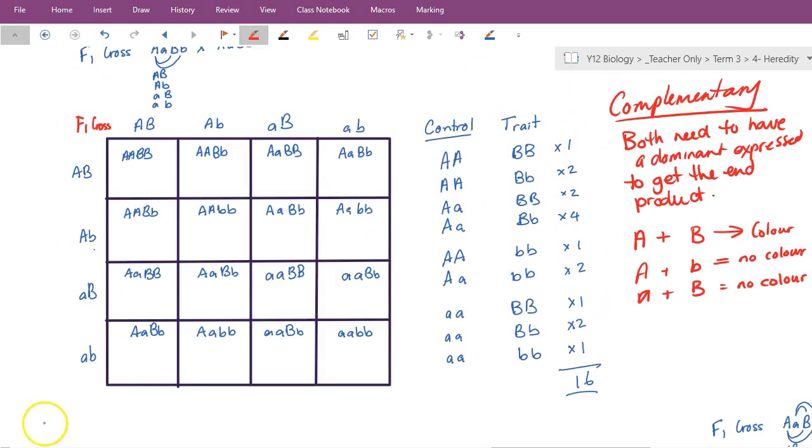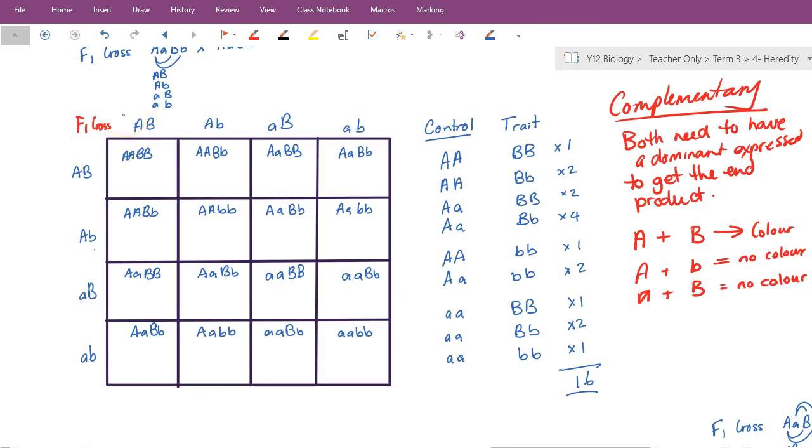Now in complementary genes, this is where both of them actually do some of the steps to get the job done for a phenotype. So in the case of purple pea plant flower color, both A and B make part of the process for getting the purple color in the flower, and if either of them doesn't work, you end up with a white flower with no color. So in this case, we actually need both of them to have at least one dominant allele in order to get color.